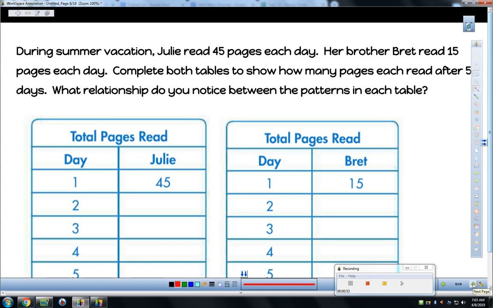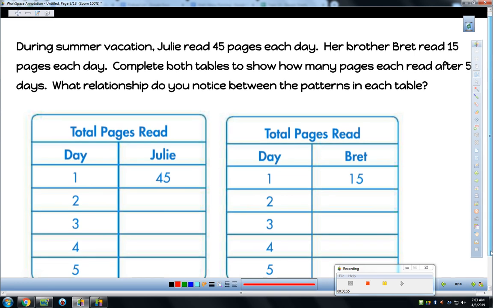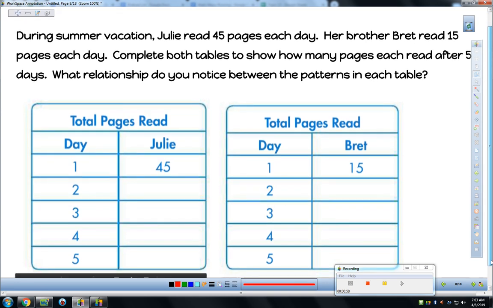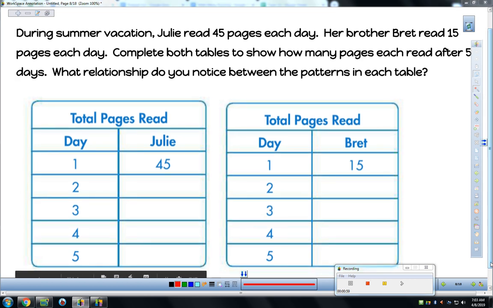During summer vacation, Julie read 45 pages each day. She must really like to read. Her brother Brett read 15 pages each day. Complete both tables to show how many pages each read after 5 days. And then we're going to look for the relationship between the patterns in each table. So let's start with Brett.